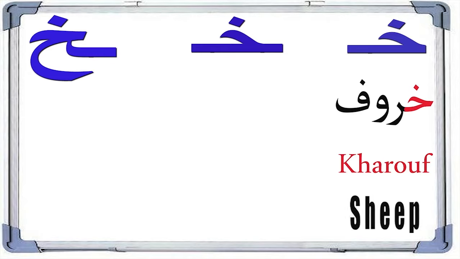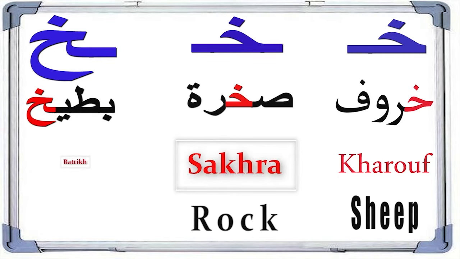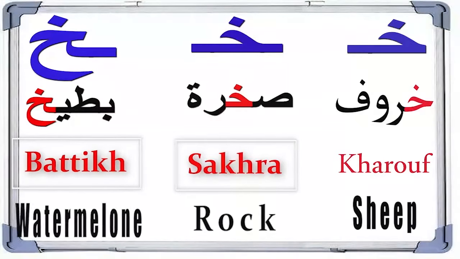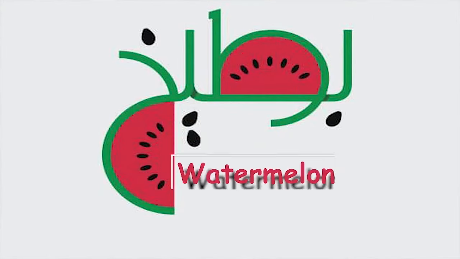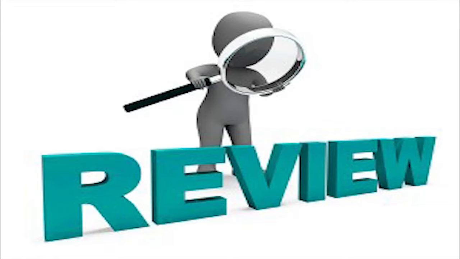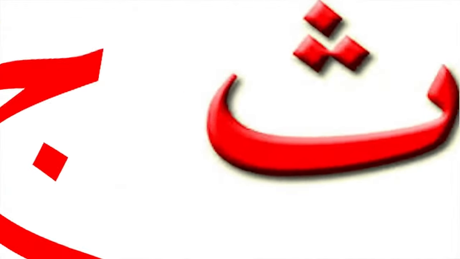Some examples are خروف, sheep. صخرة, rock. بطيخ, watermelon. خروف, sheep. صخرة, rock. بطيخ, watermelon. Let's review all the 7 letters we have learned so far. ألف, ب, ت, س, ج, ح, خ.